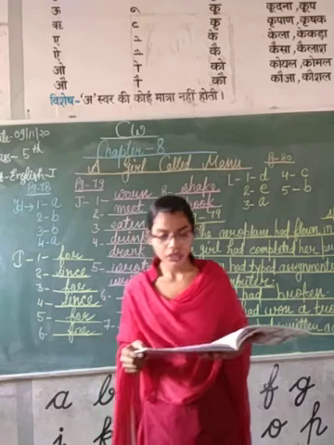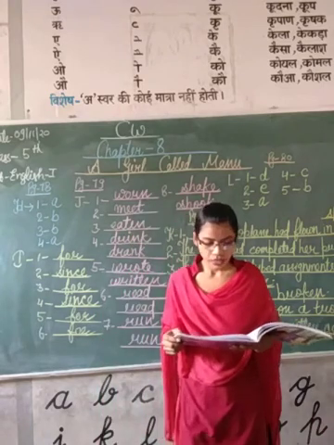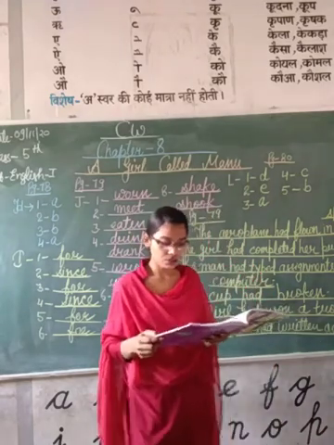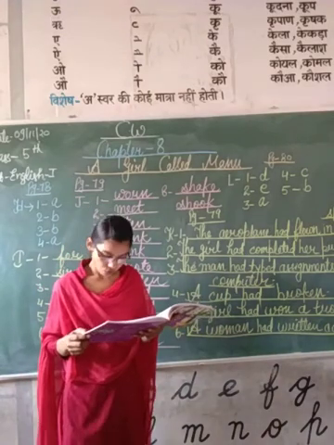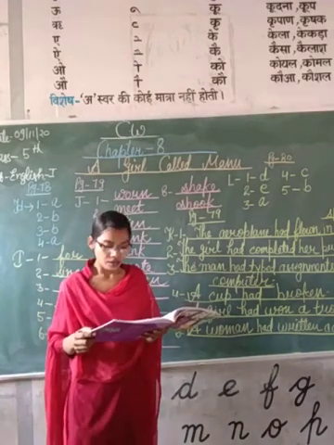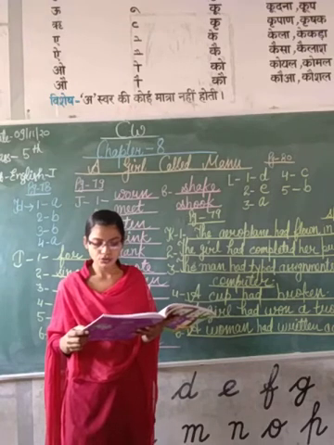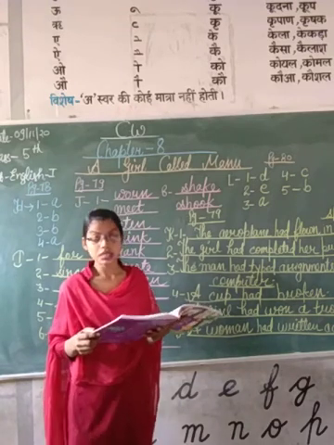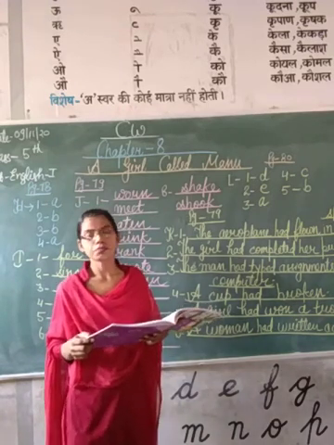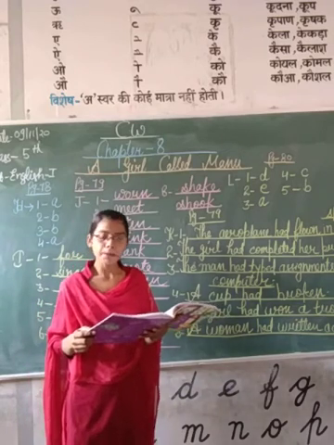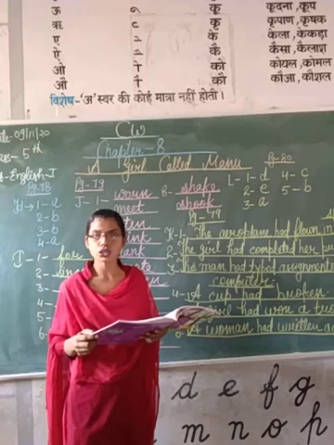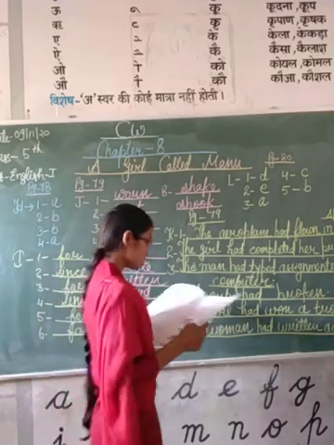So move to the next question, which is question number K. Write a sentence for each of these photographs using the past perfect tense. You are given 6 pictures, and related to these pictures you have to write a sentence using the past perfect tense. You will use had and the past participle form of the verb, which is the third form.